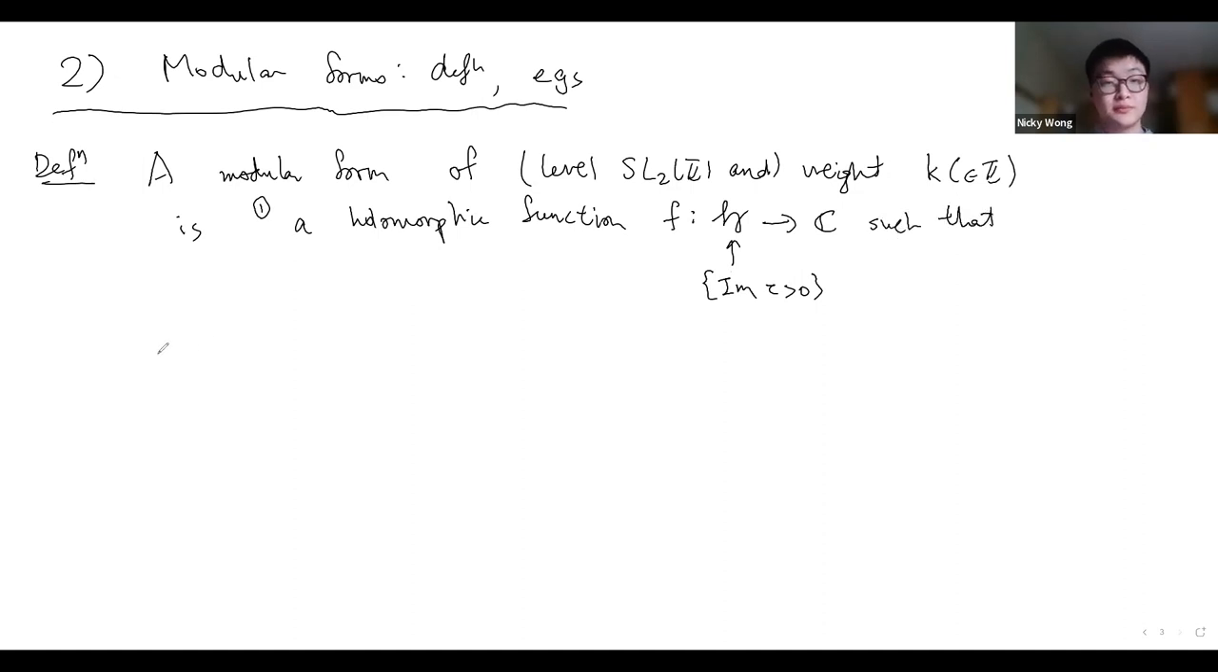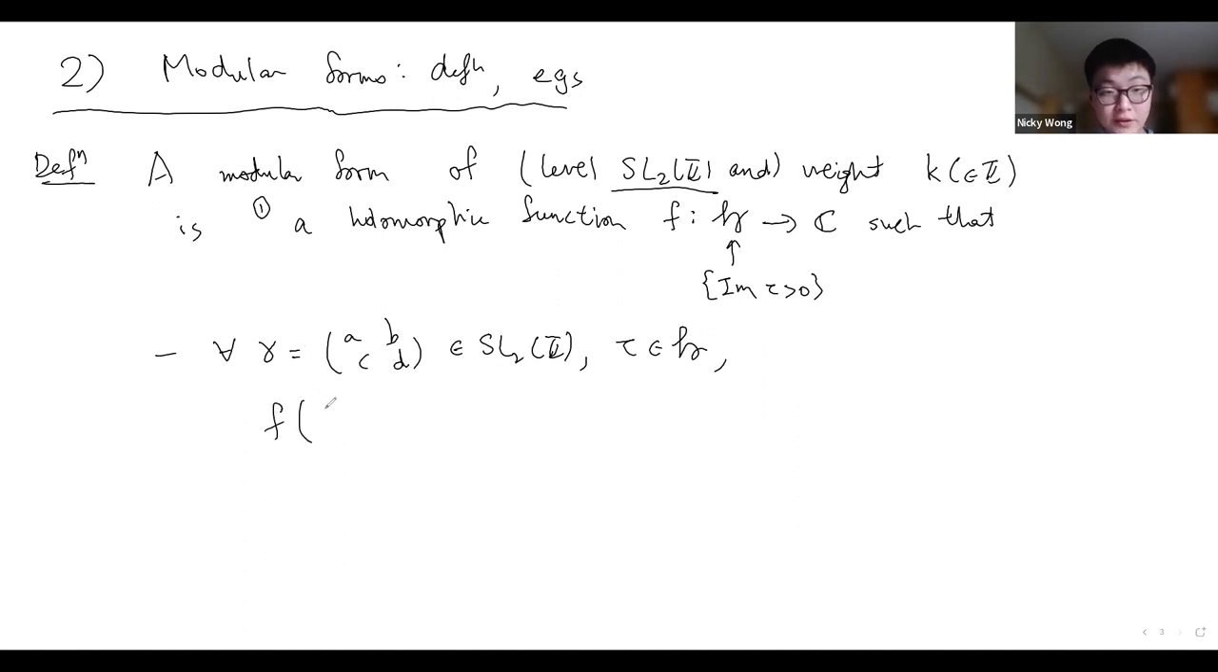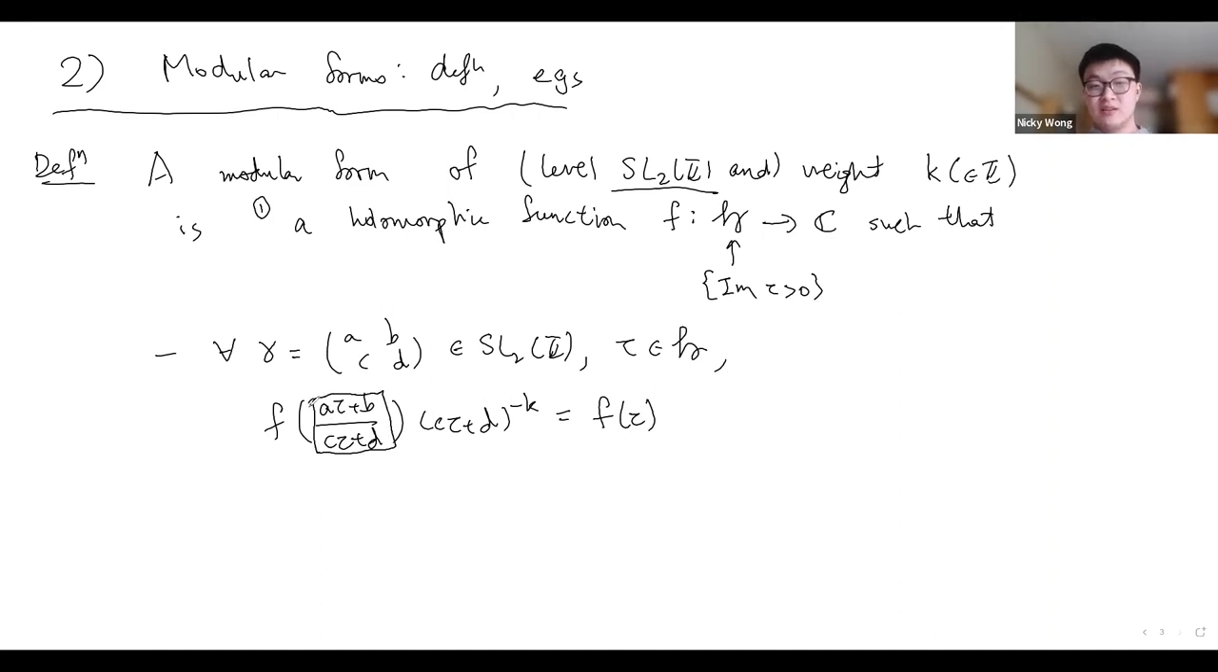with two extra conditions. So first of all, the SL2(Z) set comes into play here. So if I've got a matrix (a, b; c, d) in SL2(Z), and tau is in the upper half plane, then (c tau plus d) to the minus k times f of (a tau plus b)/(c tau plus d) is equal to f of tau. So this thing here, you may remember it from the Möbius transformation. So that's a very interesting condition to have. Let's put a star here.